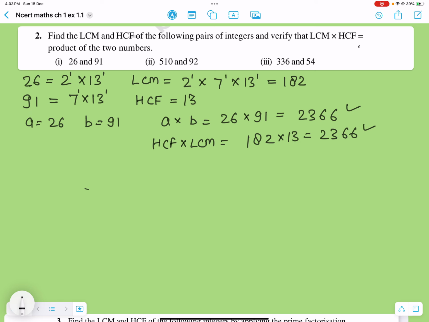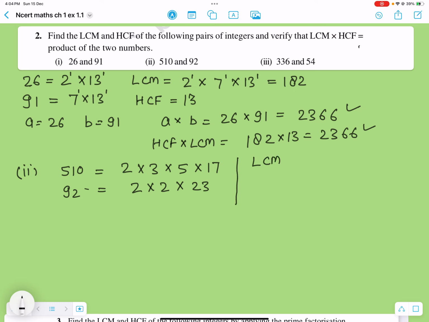Now the next number, we'll pick the next number. Next numbers are 510 and 92. So let's take the factors. So the method is same. You go with the basics, right? And then you can find the factor of 510. So that will come up as 2 multiply by 3 multiply by 5 multiply by 17. And the factors for 92 would come up as 2 multiply 2 multiply 23, right? So nice and easy.